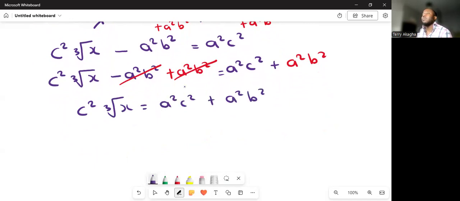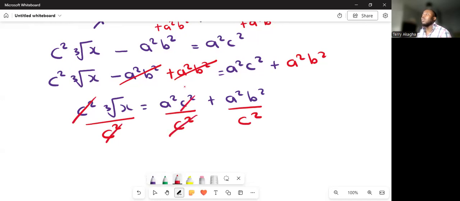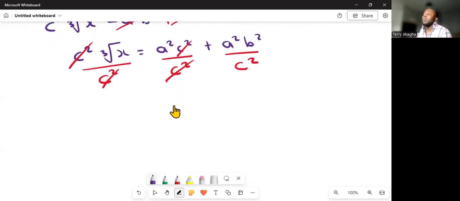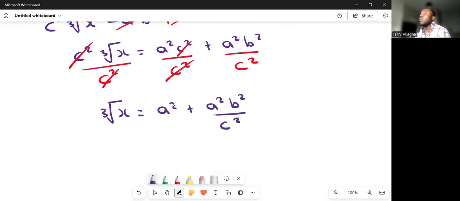Now the same thing, I need to get rid of this c squared. Then I'll divide both sides by what? C squared. Are you seeing it? So when you divide both sides by c squared, this c squared will cancel that c squared. Then you have cube root of x will be equal to a squared plus a squared b squared divided by what? C squared.